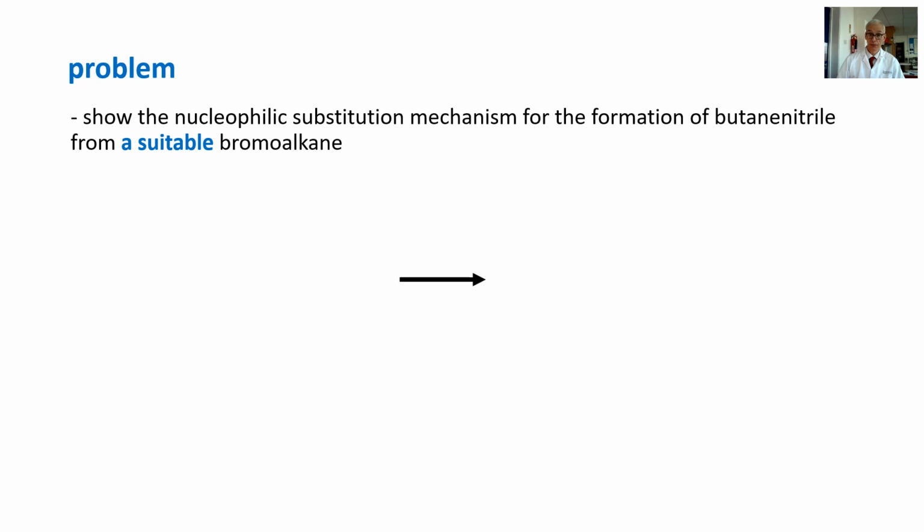So here's a problem. Show the nucleophilic substitution mechanism for the formation of butane nitrile from a suitable bromoalkane. So you must decide on the reactant. Pause and come back when you have drawn out your mechanism with bond polarities, curly arrows, and the equation properly balanced.